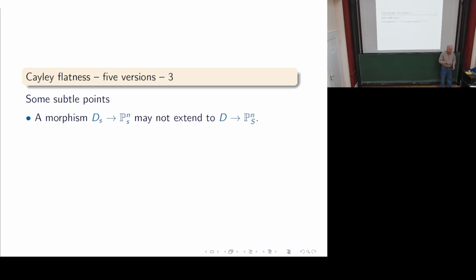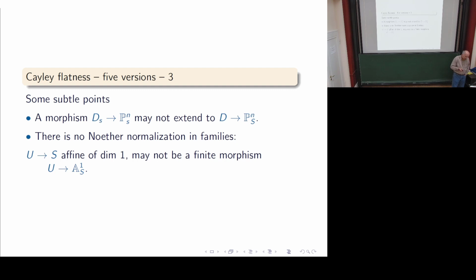And so things like openness are not natural with K-flatness. The other thing is that for the affine version, one problem is that there is no Noether normalization theorem in families. It's not too hard to write down an example of a morphism; in fact, this can be a smooth surface. The morphism is affine of dimension one, but there's no finite morphism, even if you localize or complete, to A^1. Noether normalization says that anything affine of dimension n has a finite morphism to A^n, but it does not hold in families.